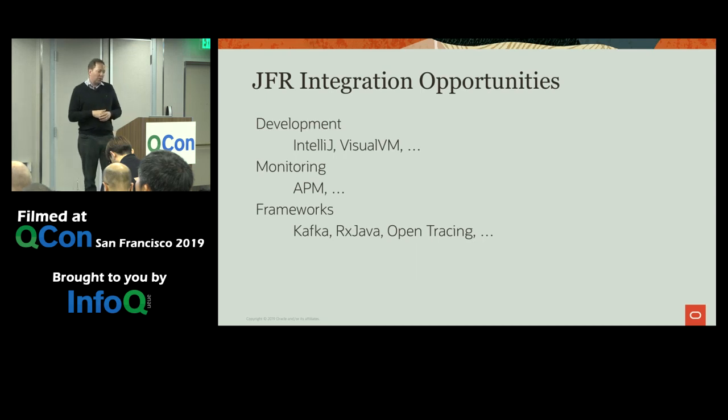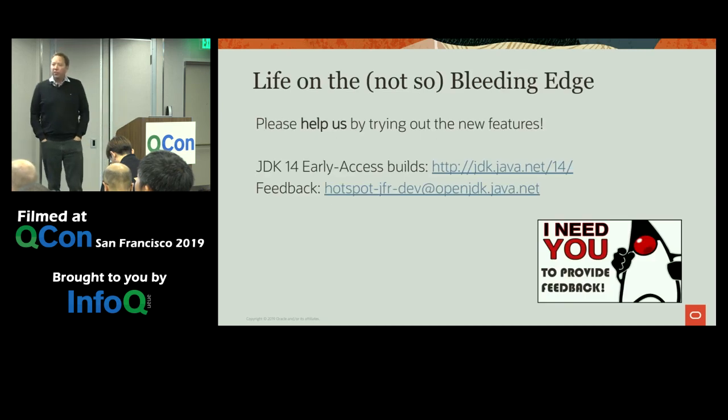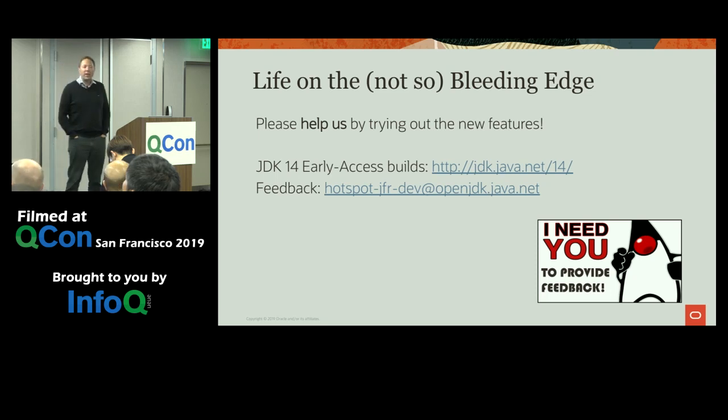But I think what we're hoping to see is that this will be picked up by a lot of the vendors out there. And if you want to try this out, and please do try it out, we are relying on your help to figure out what to do next and make sure that everything works as you'd expect. So please do try it out. We have obviously shipped releases with JFR in it. We are also providing early access binaries of the next version of Java. In this case, that's JDK 14. You can pick them up, try them out, and let us know what you think. There's a mailing list here that you can send feedback to.